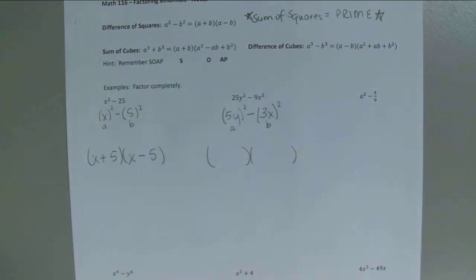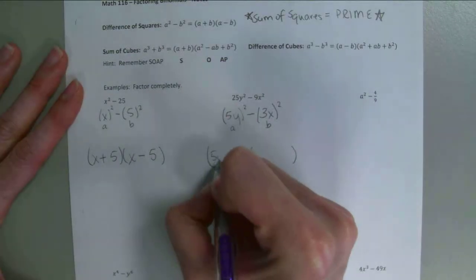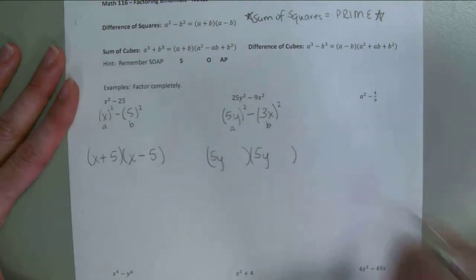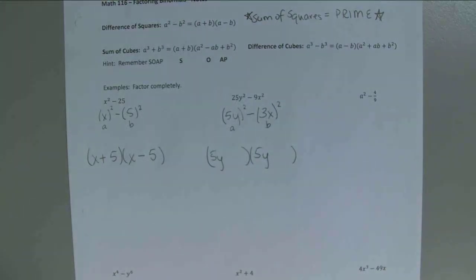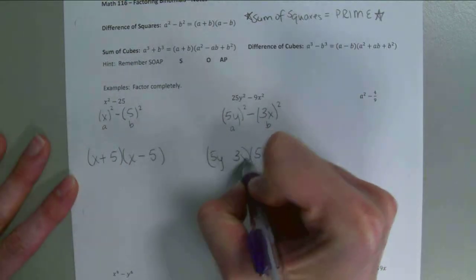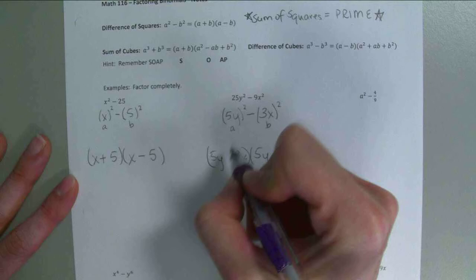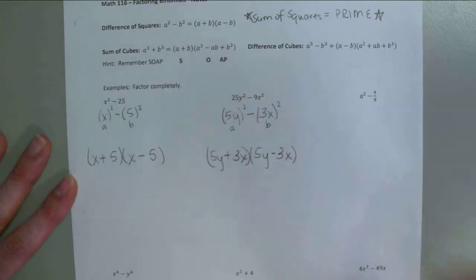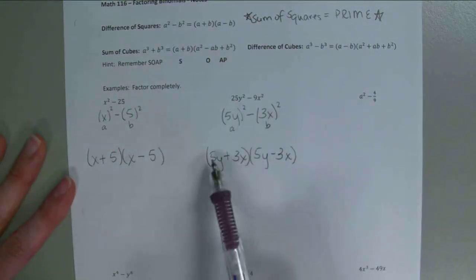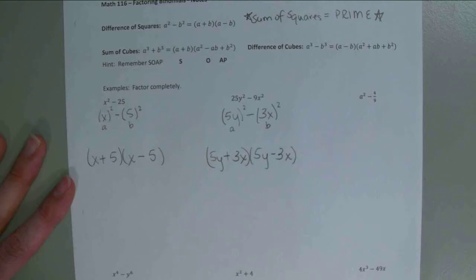Alright, so my open arms, like I said, if you don't care about this part, be able to do the open arm part. How do you split 25y squared up? 5y, 5y. So 5y will go in front. How do you split 9x squared up? 3x, 3x. So 3x will go in back. And what can't we forget? Opposite signs.